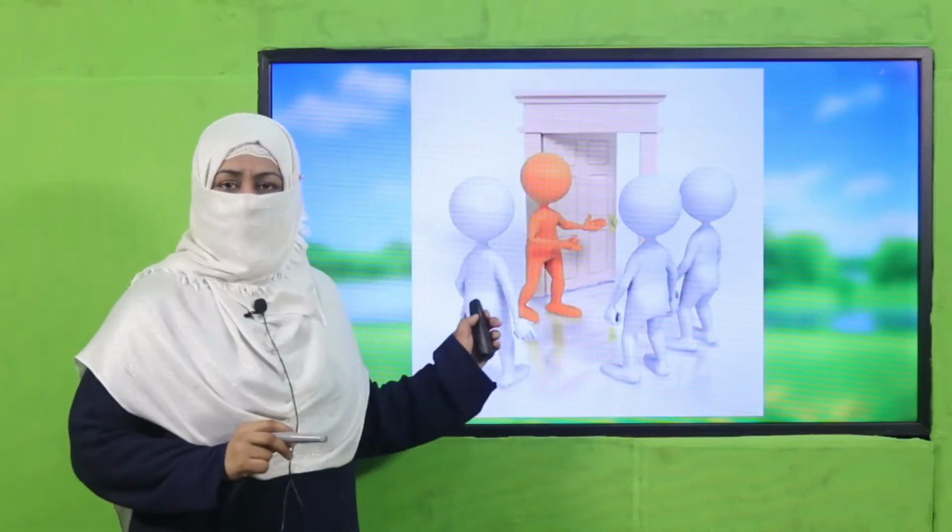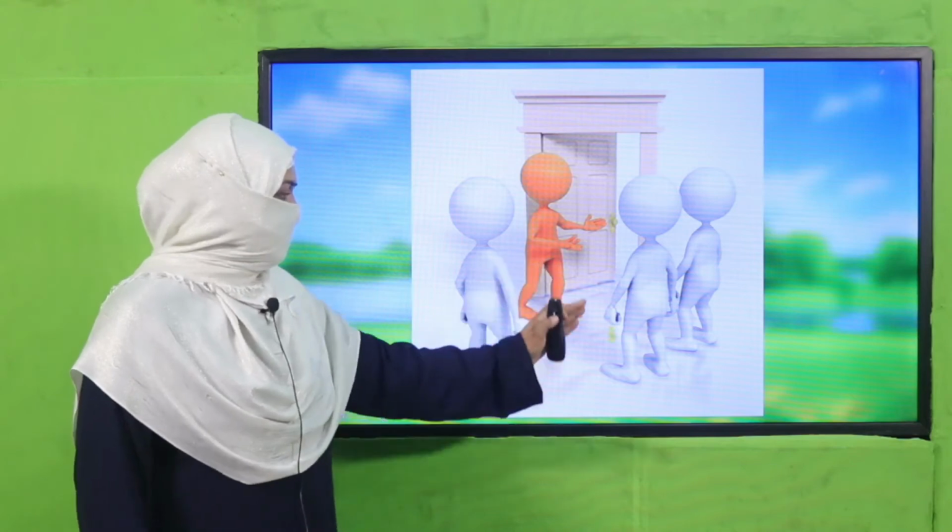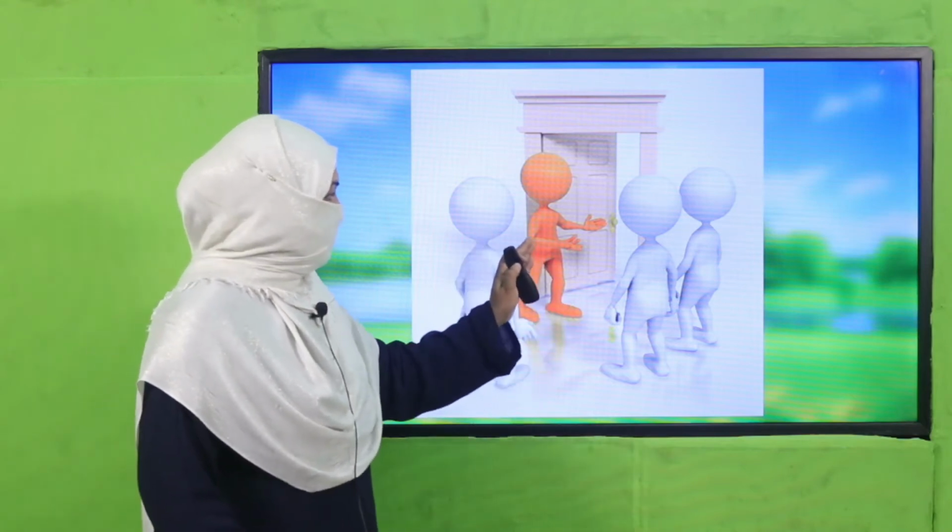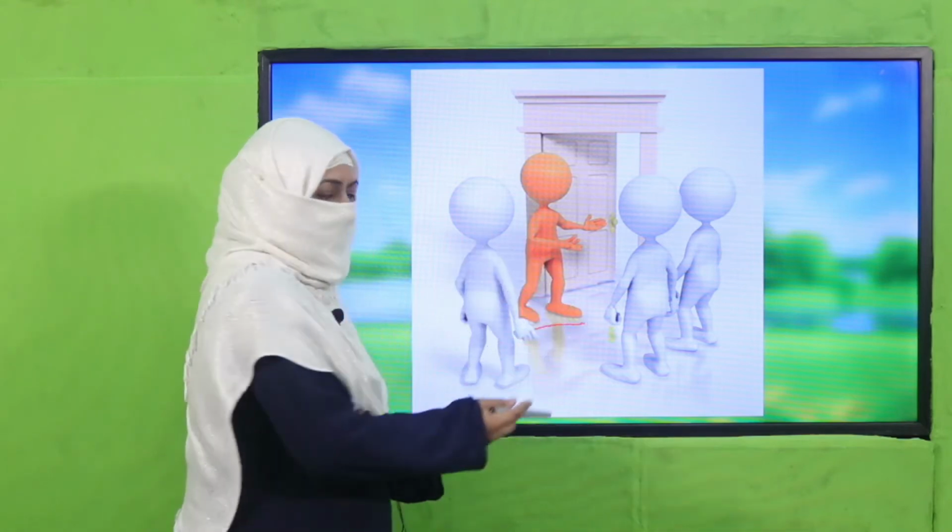And now look at the way, there is no word, but the body language of this person is telling that he is guiding.